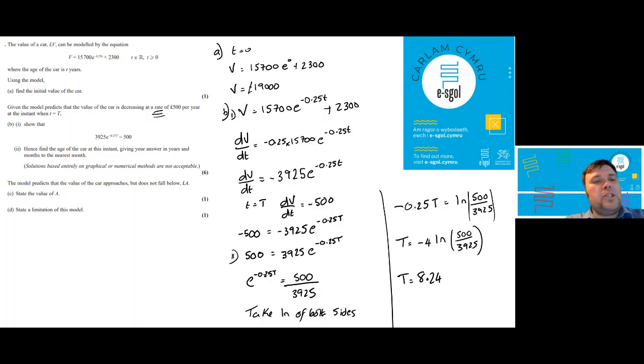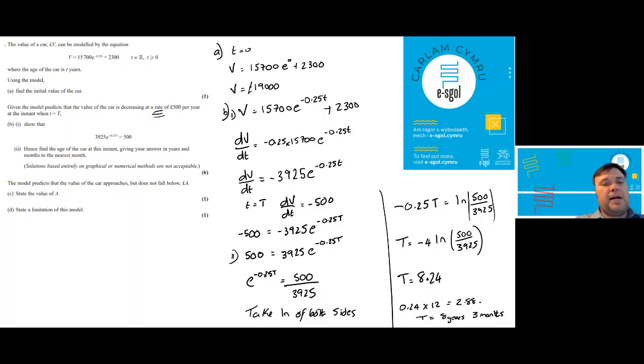Now we go back to the question and it says, give your answer in years and months to the nearest month. Well, we know the 8 is in years, but the 0.24, we need to work out what is 0.24. So that's the same as 0.24 times 12, because there's 12 months in a year, and that is equal to 2.88. So then our t is equal to 8 years, 3 months.